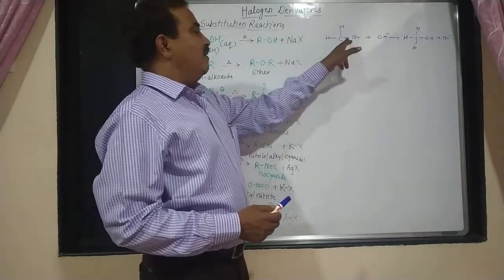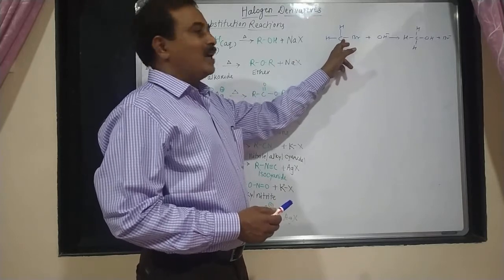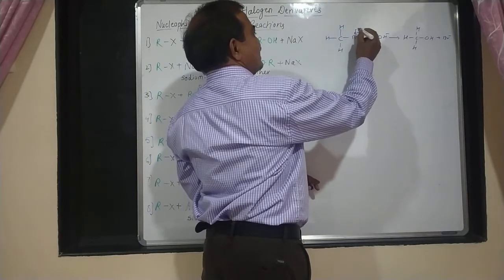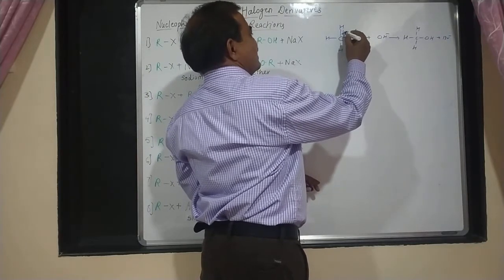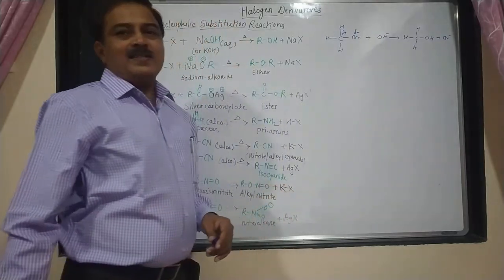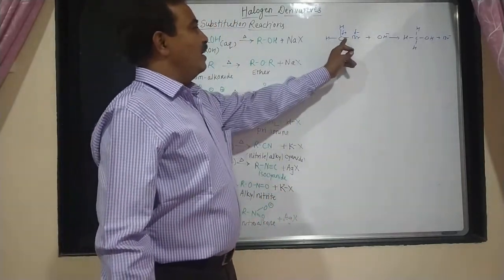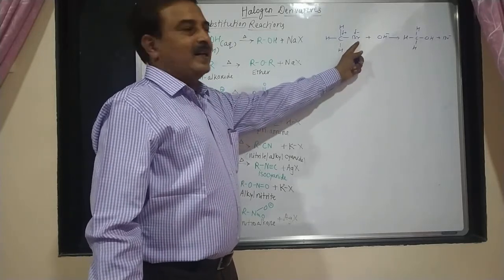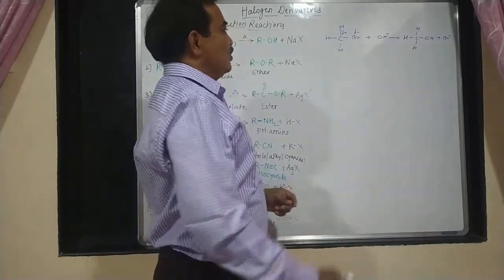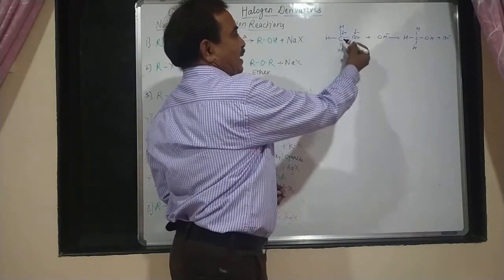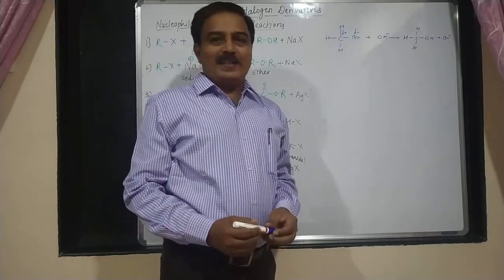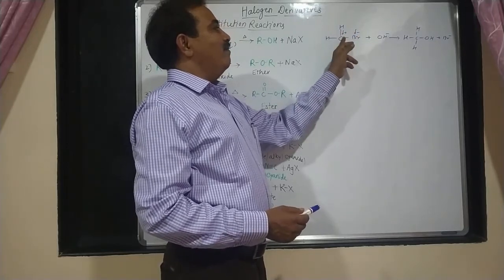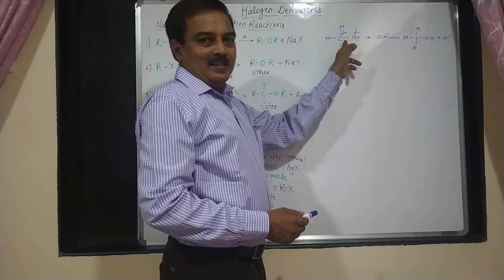To understand that, we have to concentrate on the carbon and bromine bond. As bromine is more electronegative, it will carry a partial negative charge. As a result, the carbon atom will carry a partial positive charge. So this is a polar covalent bond having negative and positive polarity. Here the central carbon atom will act as an electrophilic center, and the nucleophile will attack this electrophilic center.